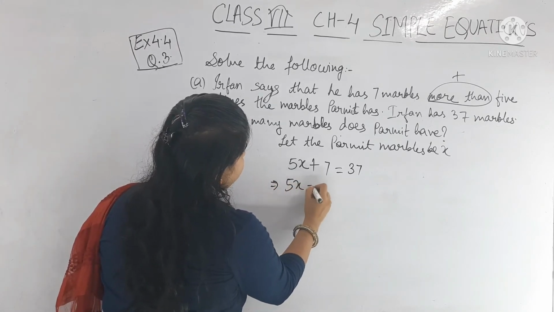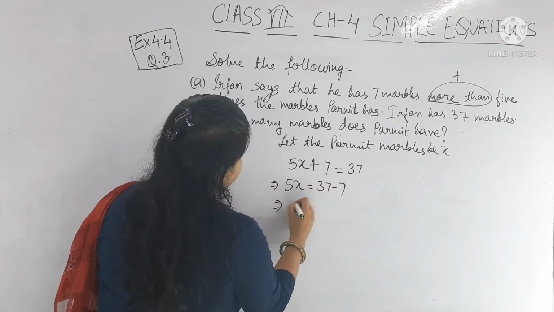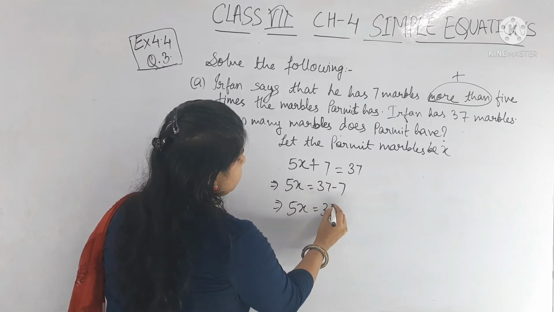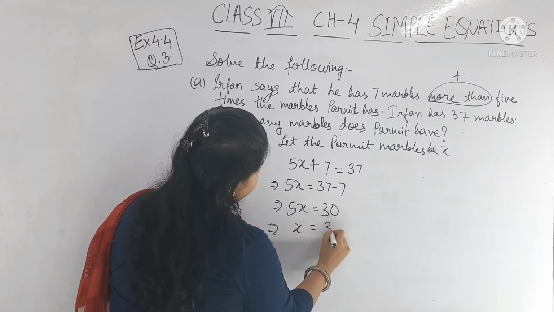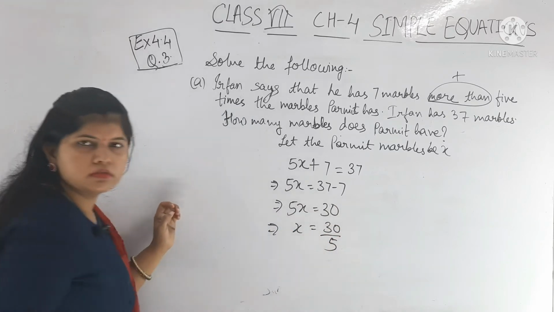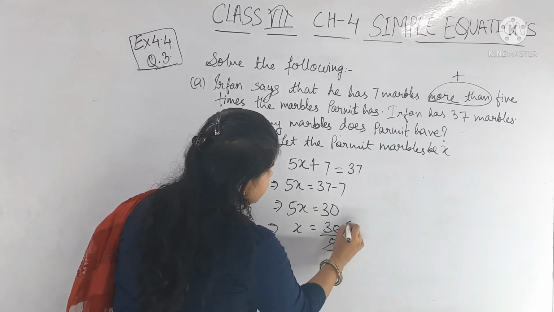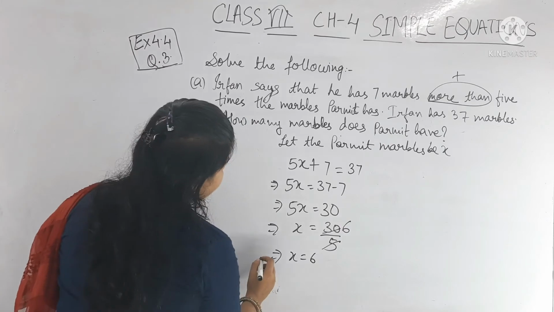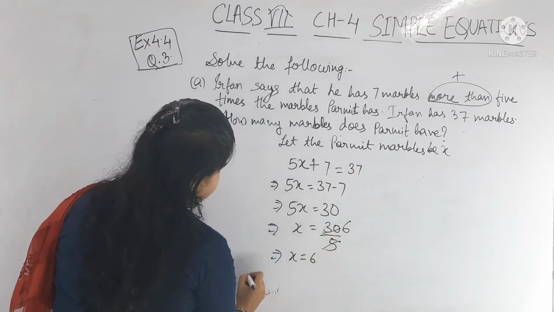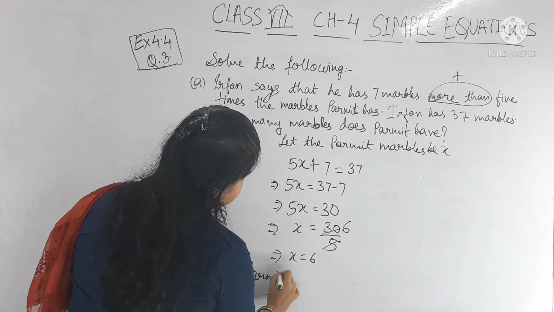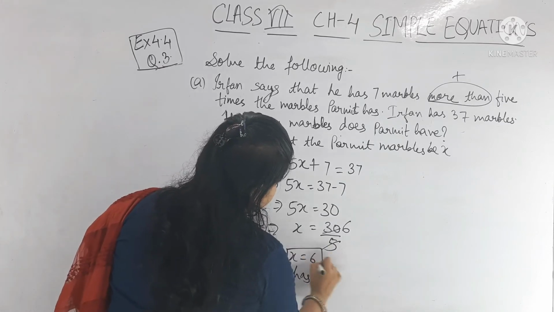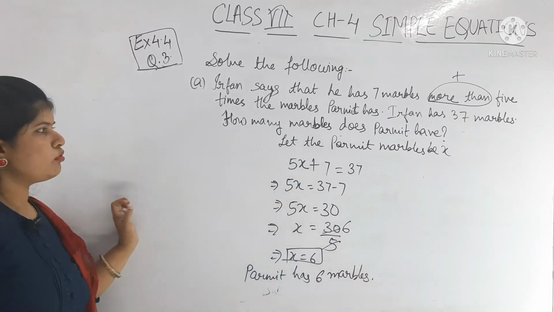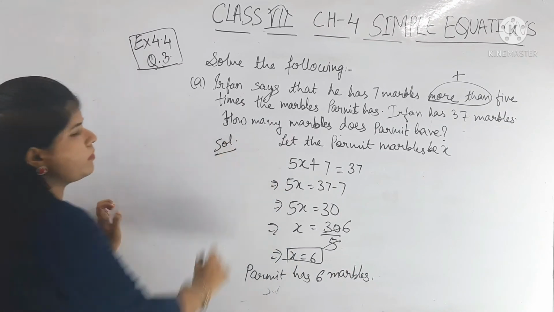Now 5x equal to 37 minus 7, so 5x equal to 30. Now this 5 will become the denominator and transfer to the other side. 5 ones are 5, 5 sixes are 30. So x equal to 6. So here Parmeet has 6 marbles. Like this you have to solve the equation.